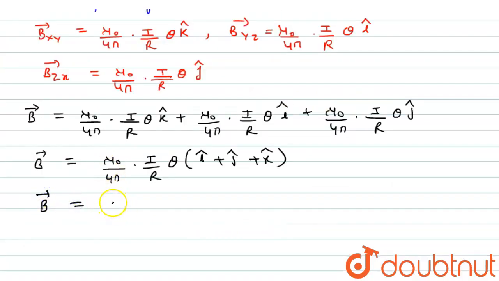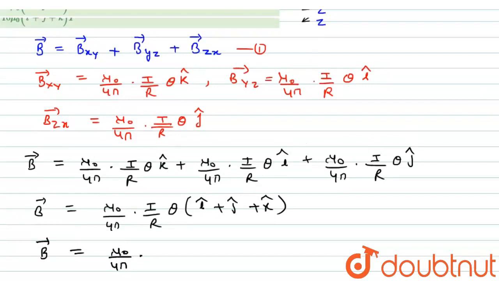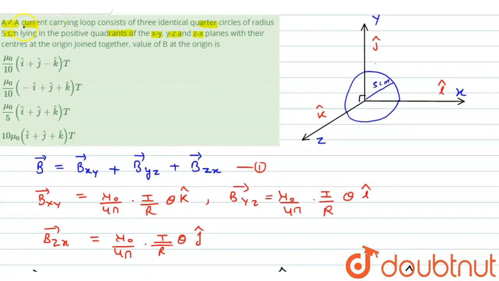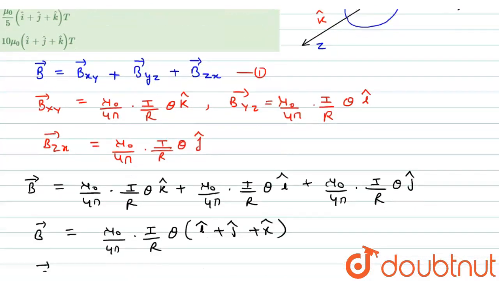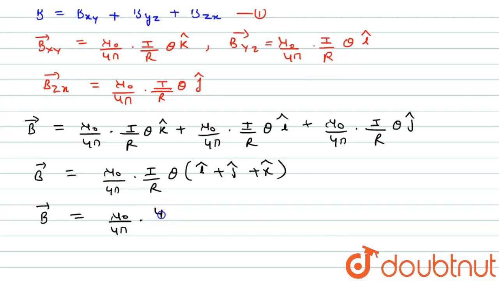It will be equal to mu naught by 4 pi, and the current is given. If we see in the question, the current is 4 ampere and the radius is 5 centimeter. So we can put the values in this equation. The current is 4 ampere, the radius is 5 into 10 to the power minus 2, and the angle theta will be pi by 2 because all the axes are perpendicular to each other. So we write pi by 2, times (i cap plus j cap plus k cap).